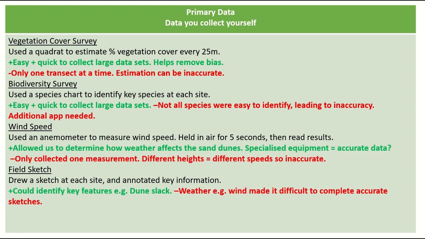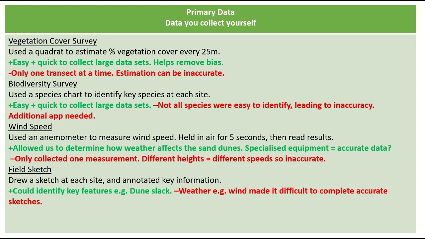Now, when we got to Ainsdale, we completed 4 different primary data methods, and this is data that you collected yourself. Of each of these 4 methods, there are pros in the green and cons in the red. So the first thing we did at each of the 4 sites was we used a quadrat to estimate the percentage vegetation cover. So we got that little white quadrat, we threw it down, and you guys estimated between 0 and 100% how much vegetation cover there was.